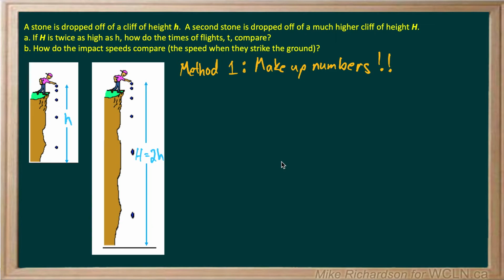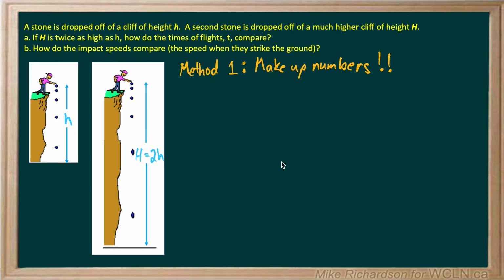A typical advanced physics question involves a projectile where a stone is dropped off a cliff of height h, and they don't give you the actual height. They just say that it's a variable represented by the lowercase letter h. And they're going to compare. They're going to drop a second stone at a much higher cliff, with height capital H. If capital H, the higher cliff, is twice as high as the lower one, how do those two stones compare in terms of times of flight, how long they're in the air, and how hard they're hitting the ground, how fast their impact speed is?